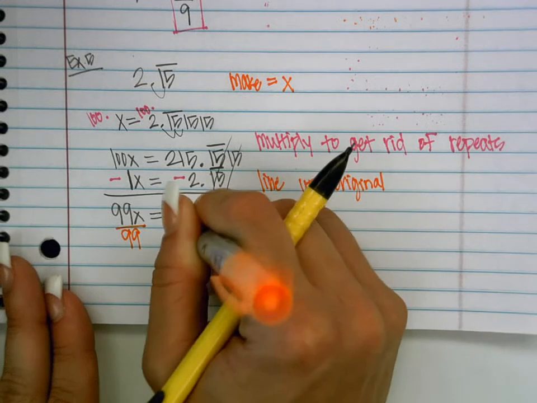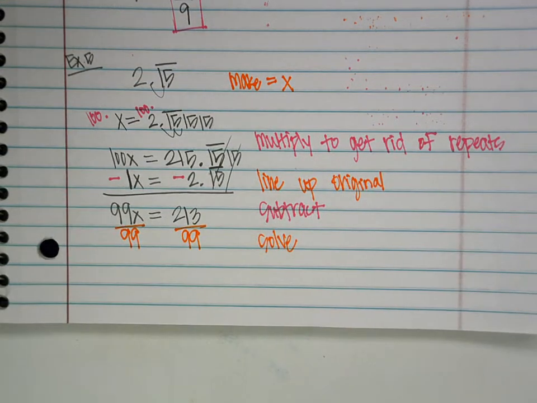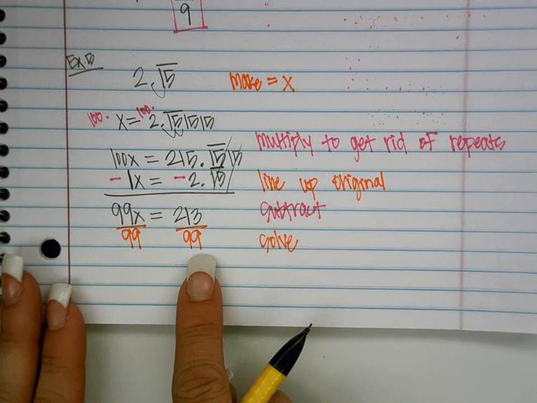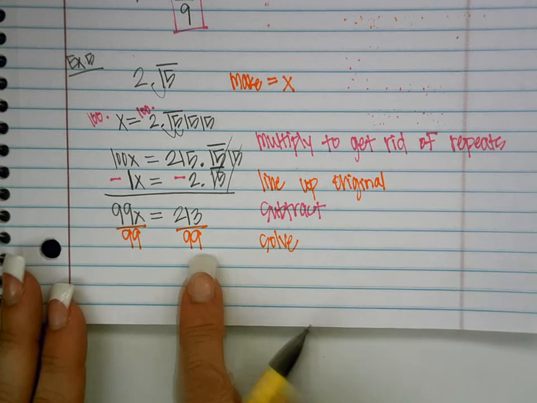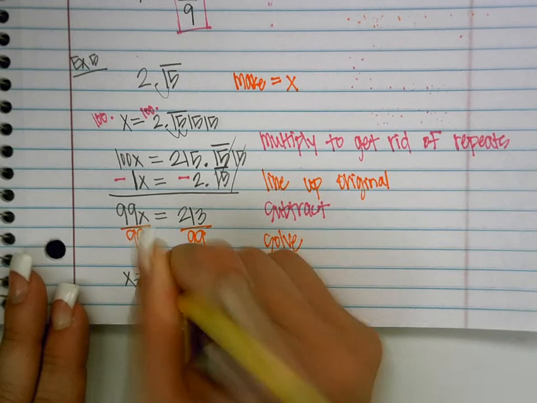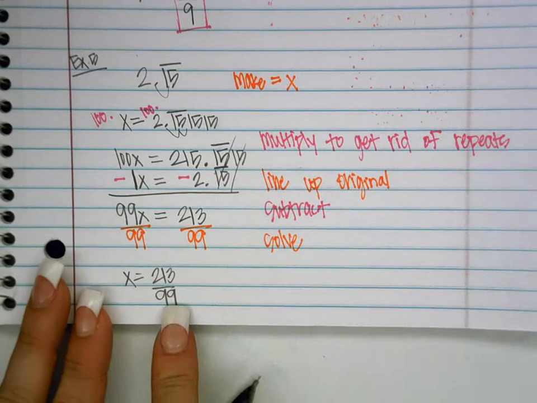Now, technically, you do have to rewrite this as a mixed number. So, how can I rewrite this as a mixed number? Anyone know? We're going to have to divide, okay? So we know that x equals 213 over 99. How do I write this as a mixed number? We're going to divide. The number on the bottom always goes on the outside.